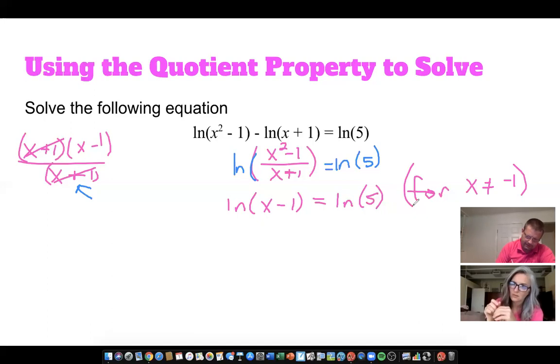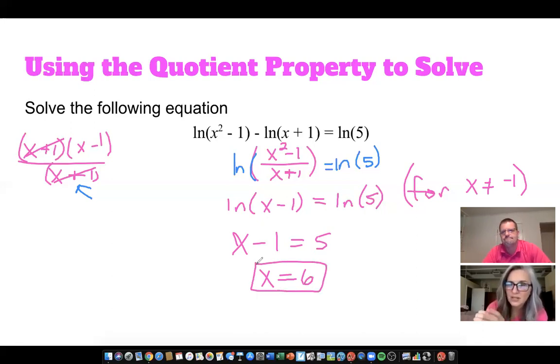So I'm going to get, let's see here, x minus 1. Ooh, this is an easy equation to solve. That's just 6. Is 6 a viable solution candidate? Well, 6 squared minus 1 is going to be positive. And 6 plus 1 is positive. I know it's 7, but it doesn't really matter. And it ain't -1, so I'm good to go. Right.